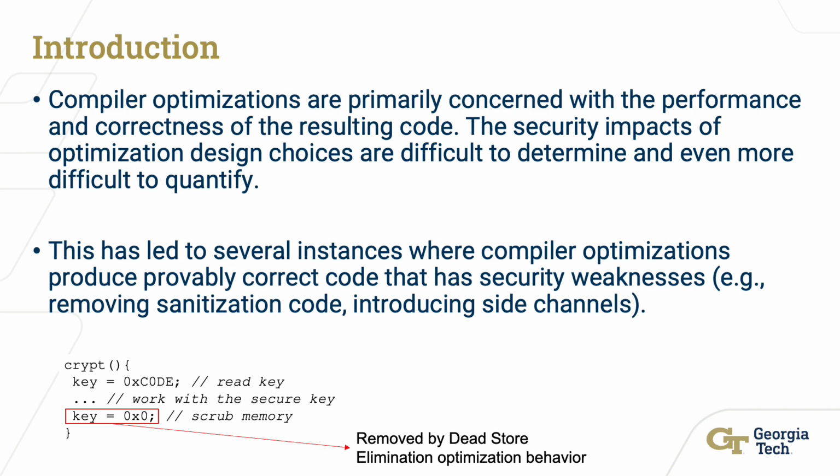Historically, this has led to several instances where compiler optimizations that have been proven correct have introduced security weaknesses into programs. A classic example is depicted at the bottom of the slide, in which dead store elimination optimizations in compilers remove program-placed key sanitization code.